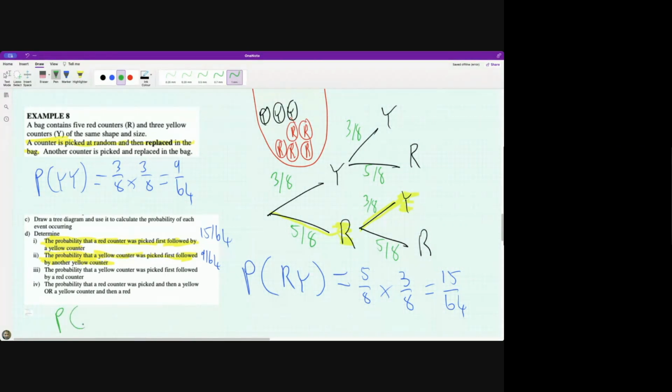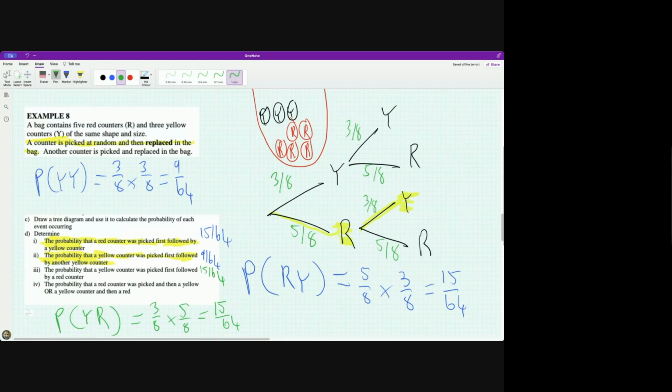Let me just write this down so I don't confuse it. So yellow and then red. So yellow, 3 out of 8, red. So this is 3 out of 8 times 5 over 8, because I went yellow and then red. And that is also 15 out of 64. So that's the chance of getting that happening.